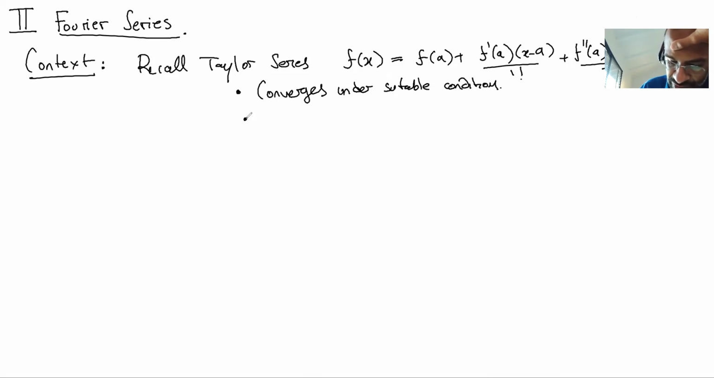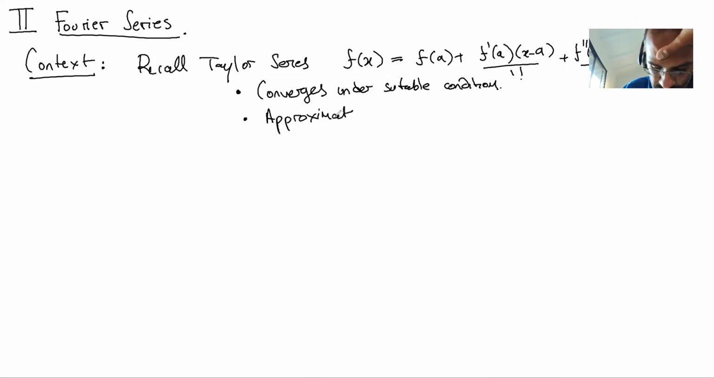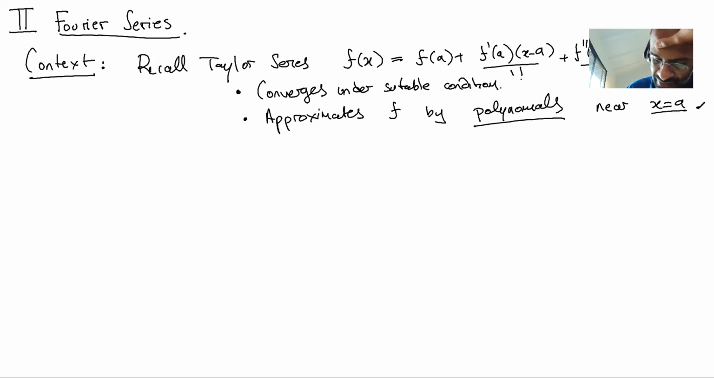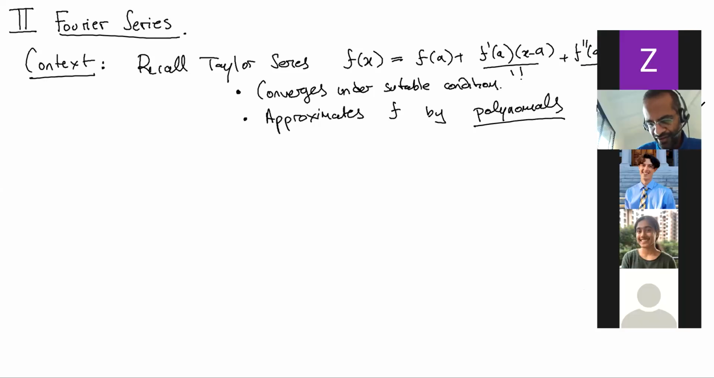What you probably learned in calculus is if you look at the first few terms, you can interpret this as approximating a function f by polynomials near the point x equals a, right? So sometimes the Taylor series converges everywhere, but sometimes it only works near a specific point. It doesn't actually work for all x.